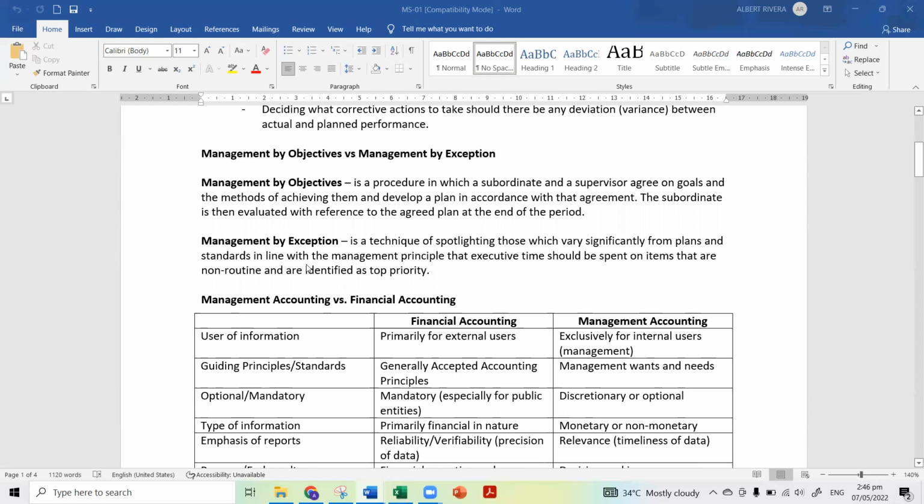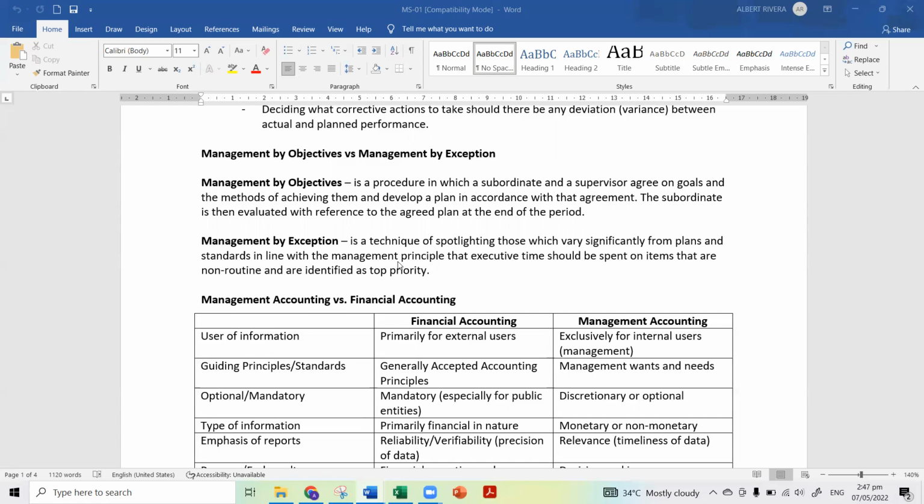Management by exception is a technique of spotlighting those which vary significantly from plans and standards in line with the management principle that executive time should be spent on items that are non-routine and are identified as top priority. What is common in the industry is management by exception.